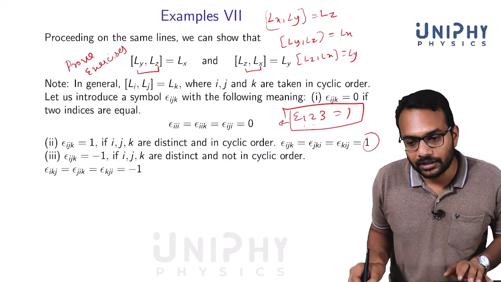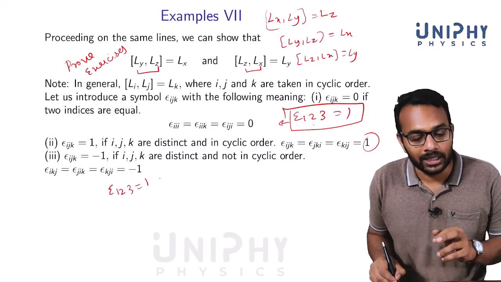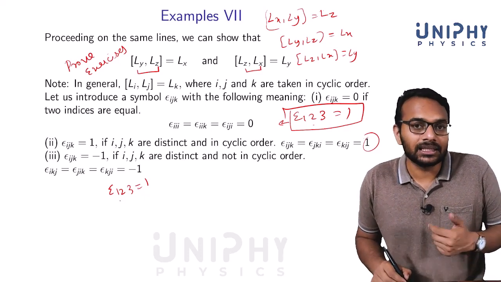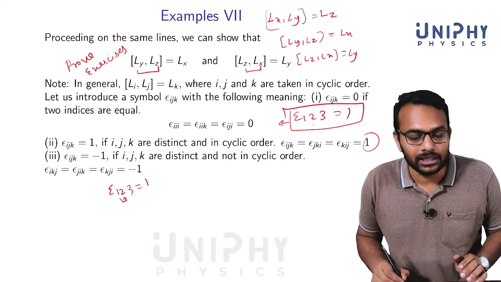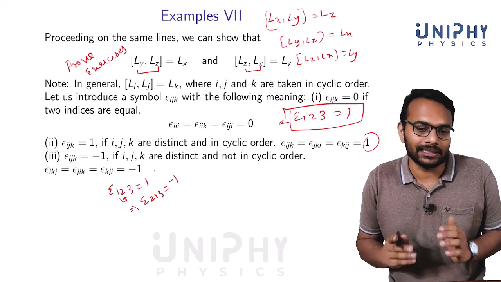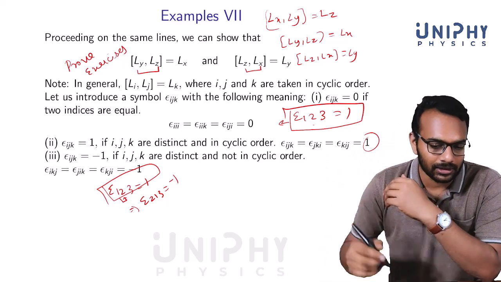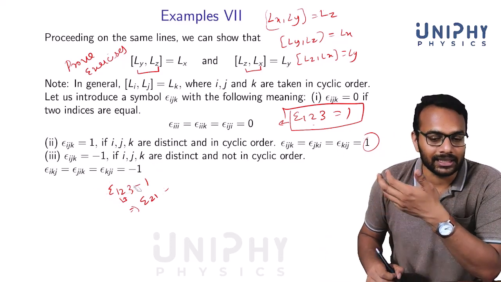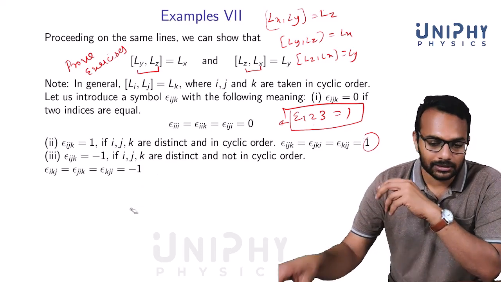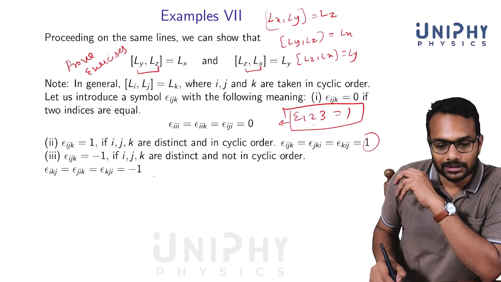So epsilon 1, 2, 3 is equal to 1, and it's completely antisymmetric about its indices, which means that if you interchange any 2, you get a minus sign. This means that epsilon 2, 1, 3 is equal to minus 1, etc. So this is the only thing you need to remember. If you confuse cyclic and non-cyclic, remember that epsilon 1, 2, 3 is 1 and that it's completely antisymmetric. That will give you all the possible values. Now using this we can write the result.